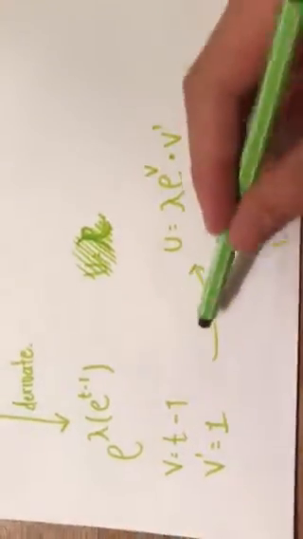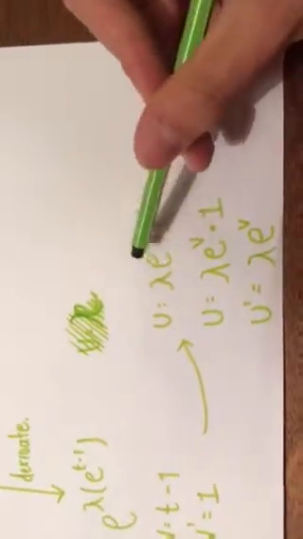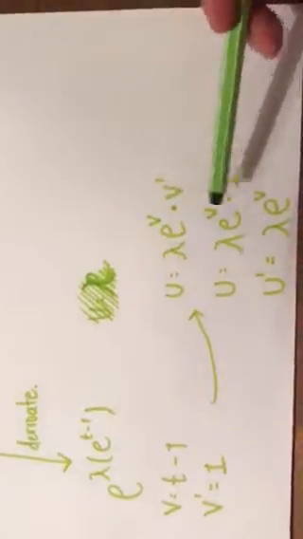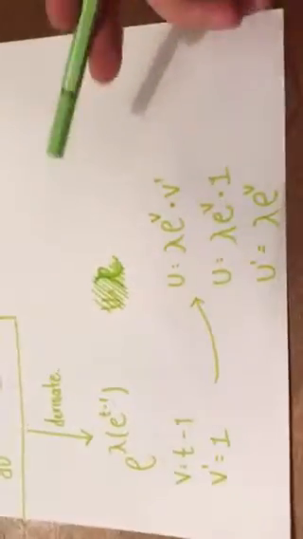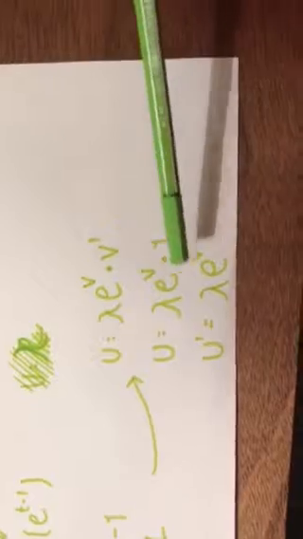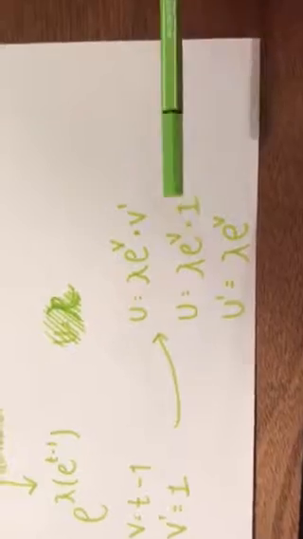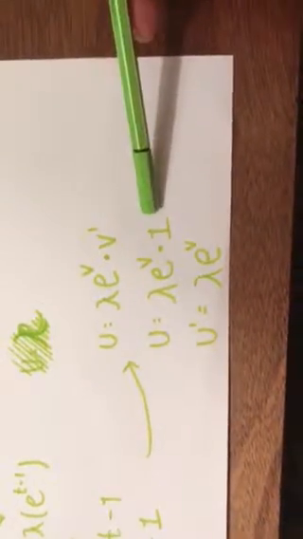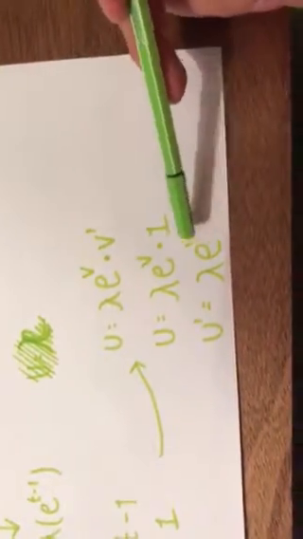Then we can move on, and we will substitute this term in our equation. Here we have u times lambda to the e to the v times v prime, as the formula stated. This u is going to be all this part. So then we just substitute our v, and we had that u is equal to lambda to the e to the v, which is in this case t minus 1, times 1. And if we derive that, we will get lambda to the e to the v.